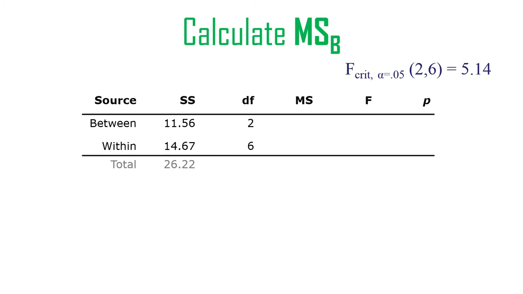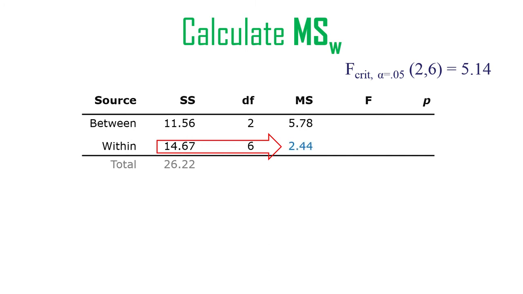So mean square between, you just take sum of squares between divided by degrees of freedom between. Then you've got mean square between. There you go. 11 and a half divided by 2 is like 5 and 3 quarters, more or less, so 5.78. Sum of squares within divided by its degrees of freedom, there you go, you got 2.44.